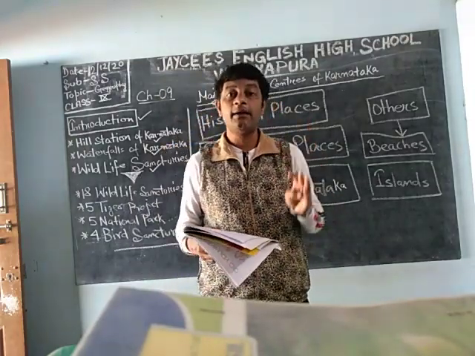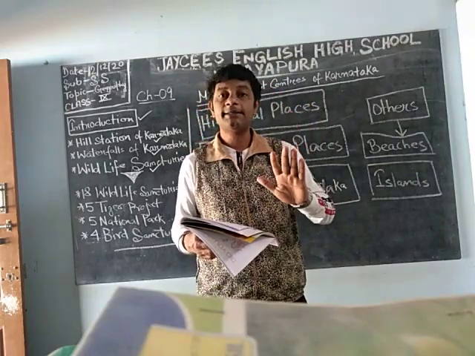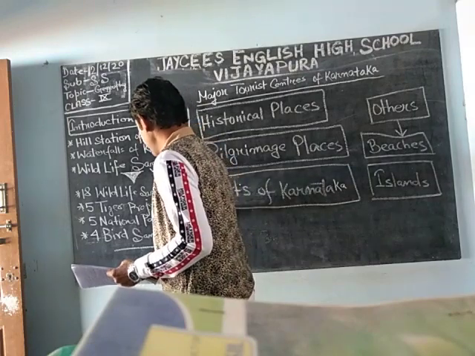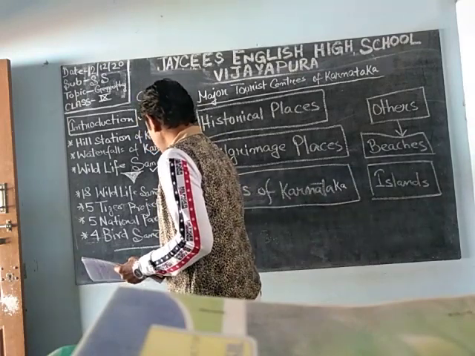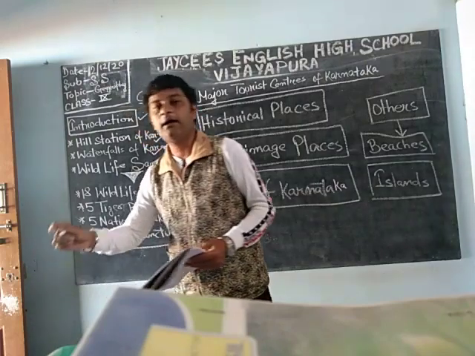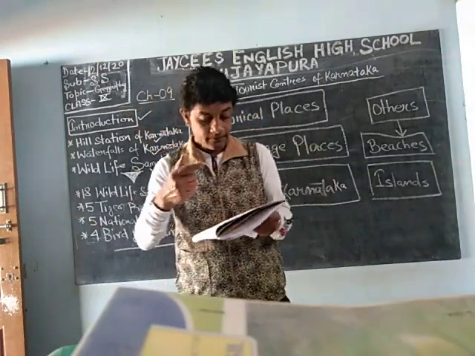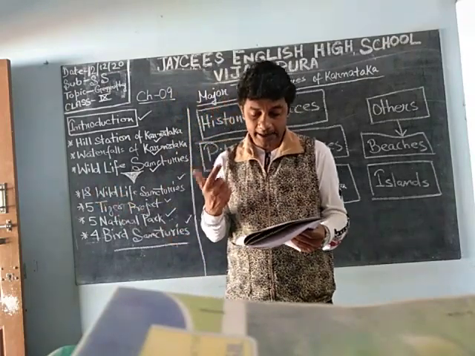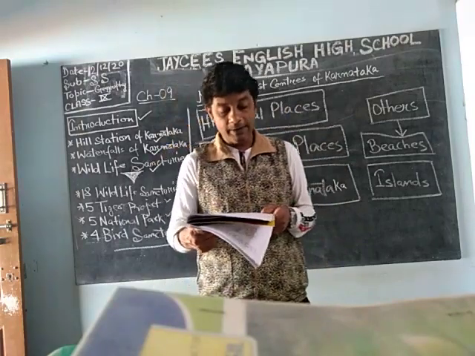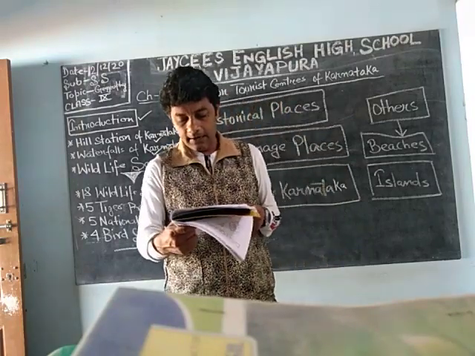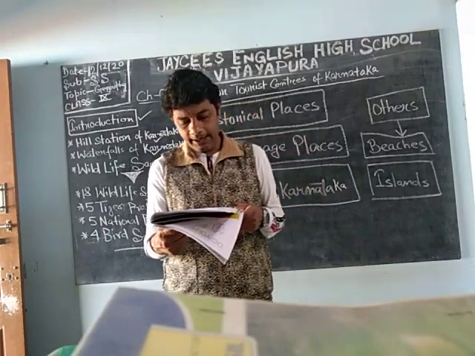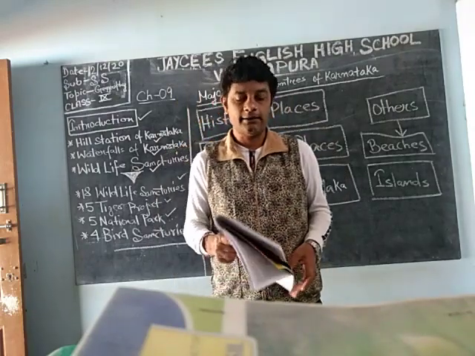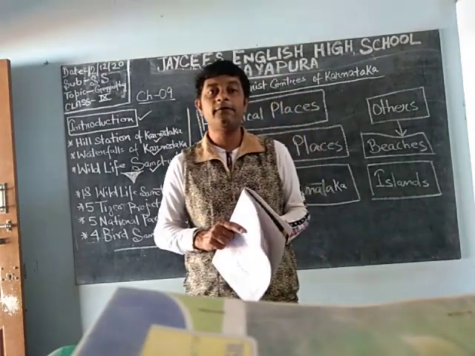So Karnataka has tiger projects, then 5 tiger projects are there, 18 wildlife sanctuaries are there, 5 national parks are there, 4 bird sanctuaries. We have not discussed the tiger projects. There are 5 tiger projects in Karnataka. What are those? Bandipur, Bhadra, Nagarhole, Dandeli, Anshi and Biligiri Rangana Betta. These are the names of the 5 tiger projects of Karnataka.